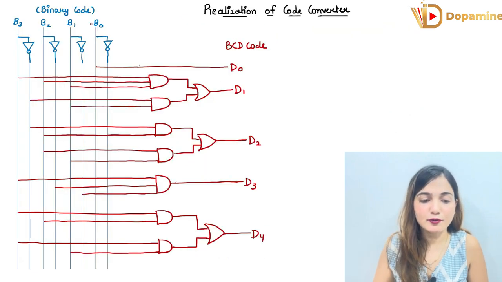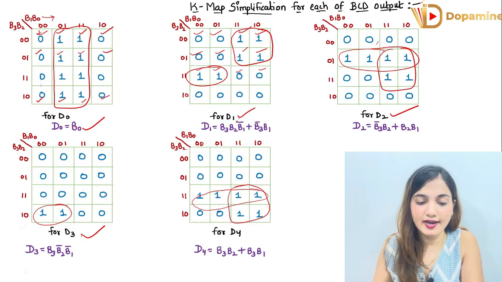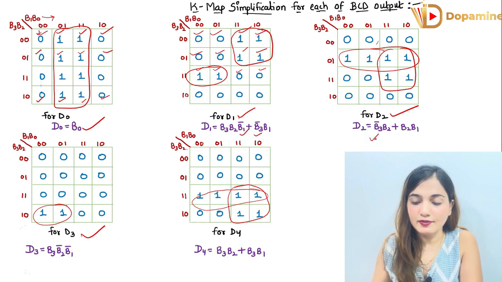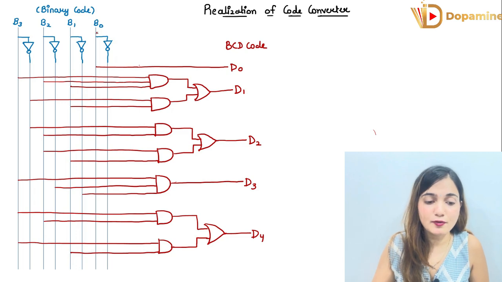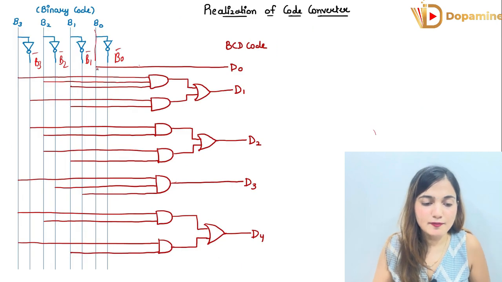We are going to take B0, B1, B2, B3, which are our inputs, and supply them to the NOT gate, because in the simplified representation we have B1 bar, B3 bar, B3 bar. So we have the NOT of the inputs also. Here we are supplying B0, B0 bar, B1, B1 bar, B2, B2 bar, B3, B3 bar. D0 is directly equal to B0, so from B0 we directly connected to the output pin D0.